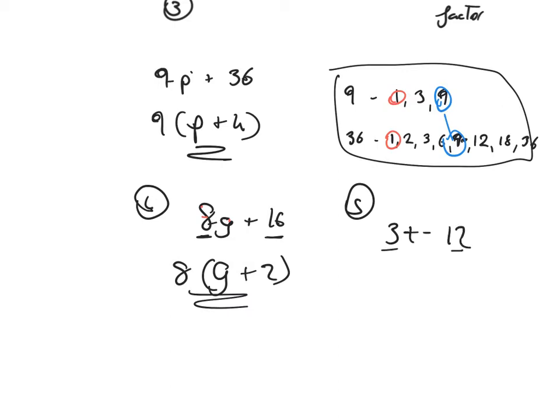Example 5, 3t minus 12. Okay, factors of 3, 1 and 3, factors of 12, 1, 2, 3, 4, 6 and 12. Highest common factor is 3. 3 times what gives me 3t, t, there's a minus in the middle. 3 times what gives me 12, that's 4. 3 bracket t minus 4.